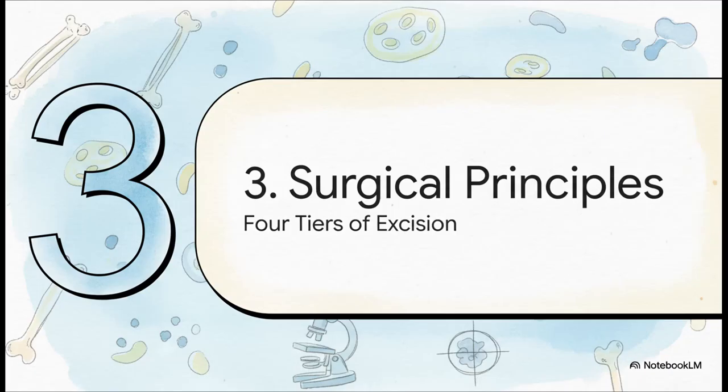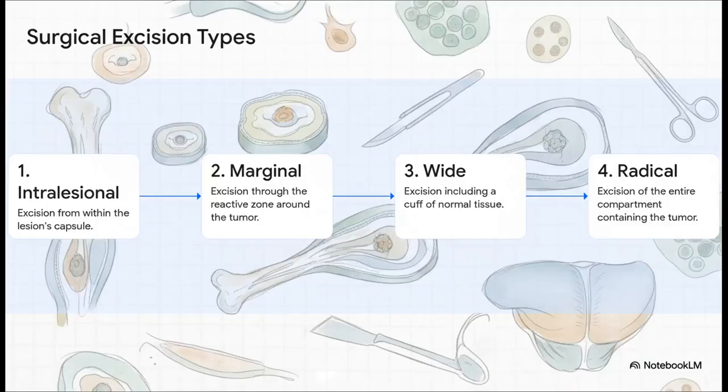Okay, we've staged the tumor. Now it's time to talk about getting it out. And let me be clear, the type of surgery isn't just a random choice. It's a highly strategic decision that's dictated by the tumor's biology, and it's all defined by the surgical margin we achieve. Think of this like a ladder of surgical aggressiveness. At the bottom rung, you have intralesional excision. Basically, you're scooping the tumor out from inside its capsule. Go up a step to marginal, and you're cutting right through that reactive zone around it.